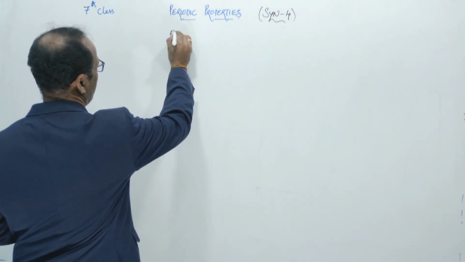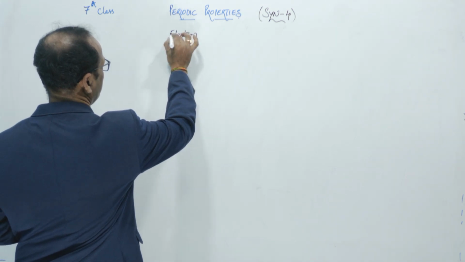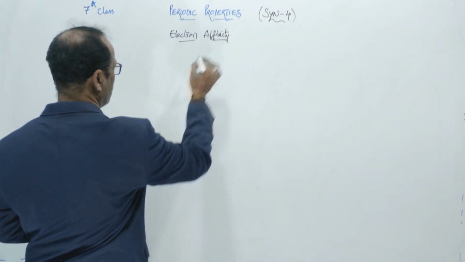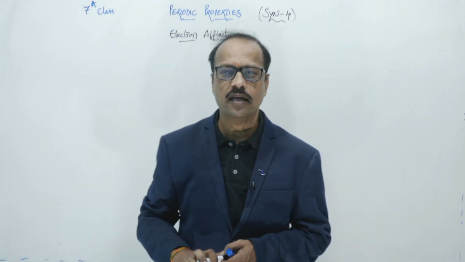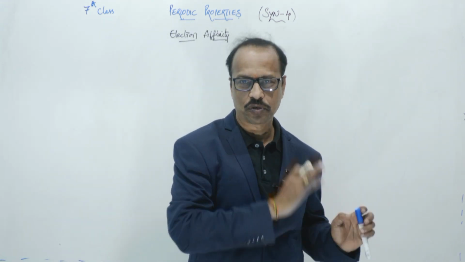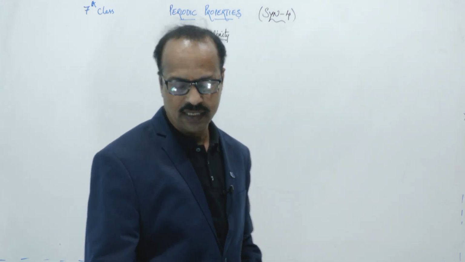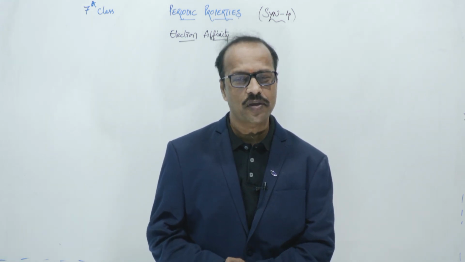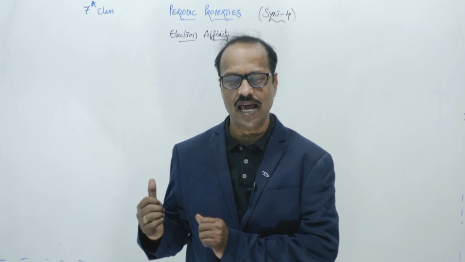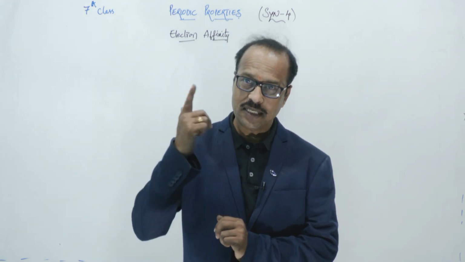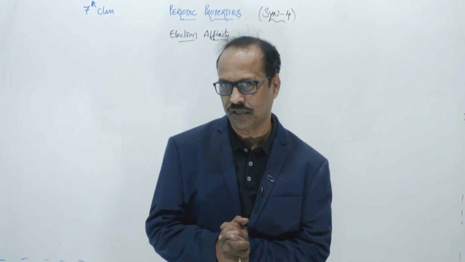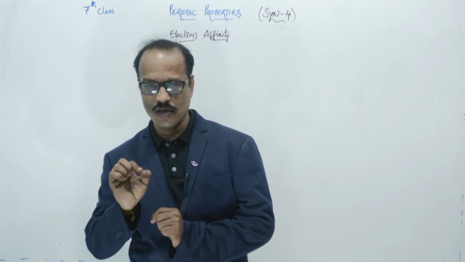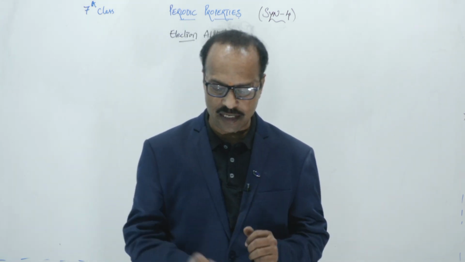What is our topic? Electron affinity. What is electron affinity? It is exactly opposite to the ionization potential. In the last class, we discussed ionization potential, and exactly opposite to ionization energy is electron affinity. So once again we recollect the definition: ionization potential is the minimum energy required to remove an electron from a gaseous neutral atom.